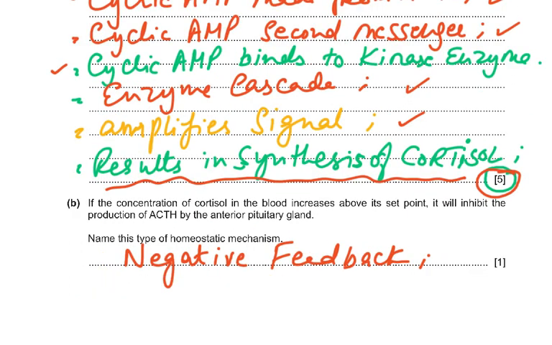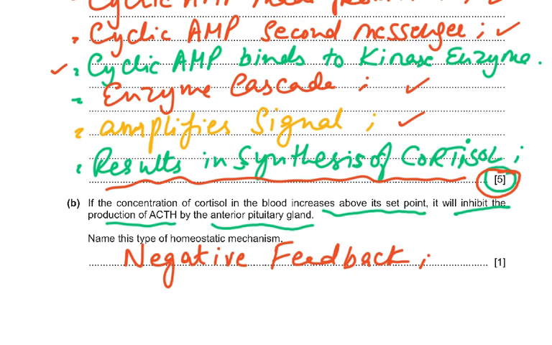Part of the question was: if the concentration of cortisol in the blood increases above its set point, it will inhibit the production of ACTH by the anterior pituitary gland. Name the type of homeostatic mechanism. Naturally, when something goes above the set point and then there's a correction, that is of course called negative feedback. Now, of course, you would confuse this with homeostasis, but homeostasis is the maintenance of a constant internal environment. This is not that.